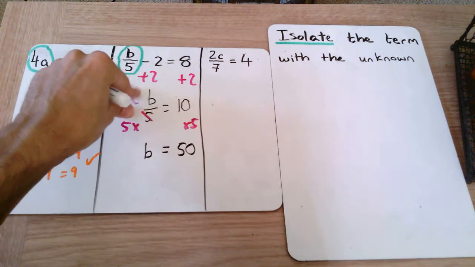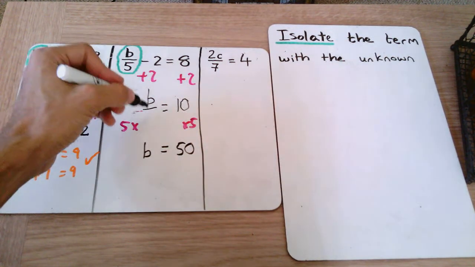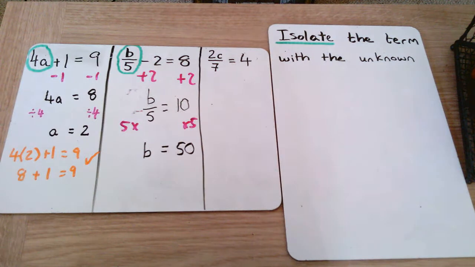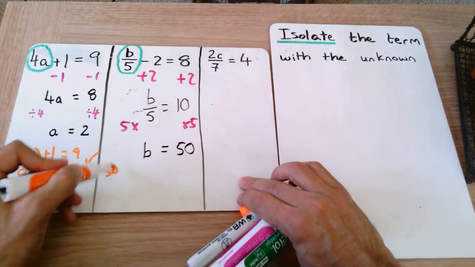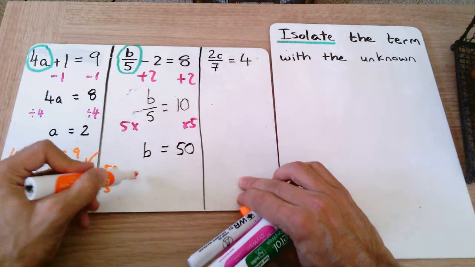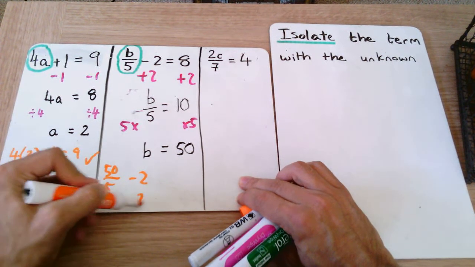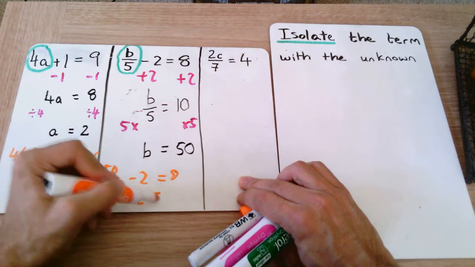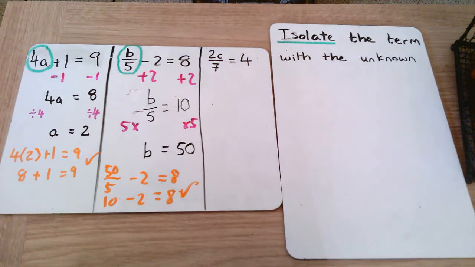Let's get rid of that, just to show you what we did. But we've got here b over 5 is equal to 10, so b is equal to 50. Now we do still need to check that it's correct. We can say this is 50 over 5 minus 2. 50 over 5 is 10. 10 minus 2 is also equal to 8. And that works as well. Both sides, again, working out.